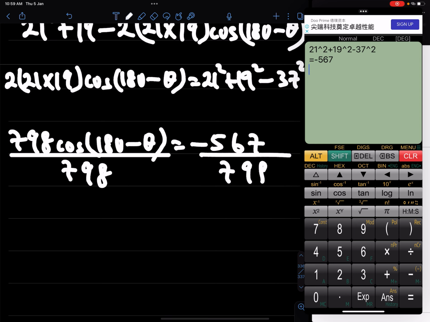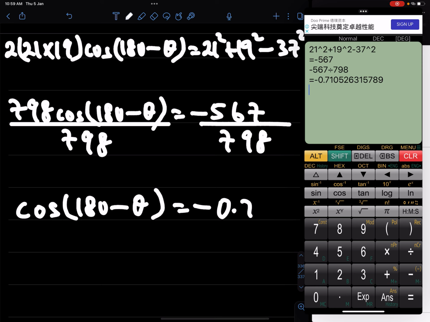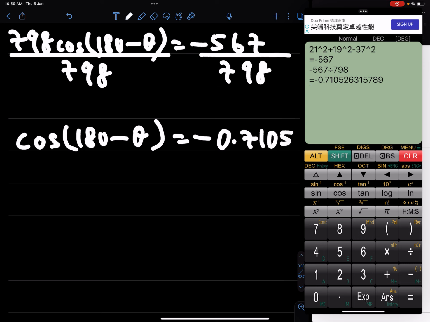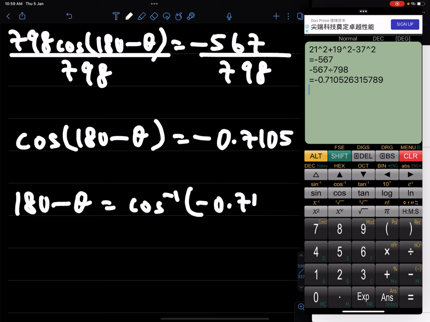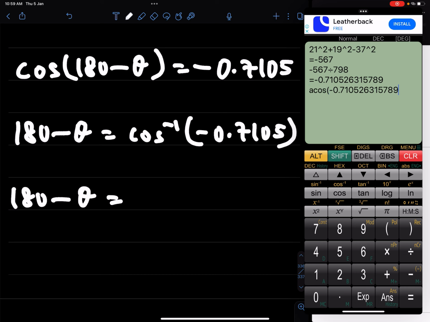So if I divide both sides by 798, what am I going to have? That simply means cos of 180 minus theta is equal to minus 567 divided by 798, and that's minus 0.7105. That's the answer to four decimal places. And this simply means 180 minus theta is the cos inverse of minus 0.7105. The cos inverse of the answer is 135.2778. They said to the nearest degree, by the way.